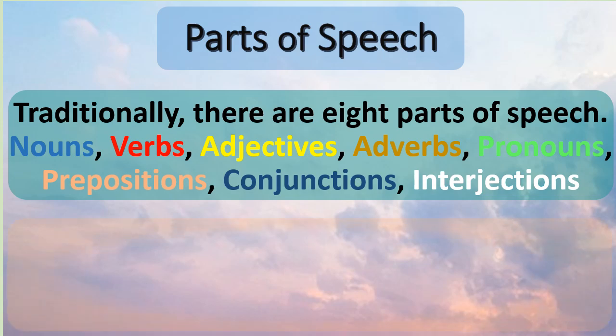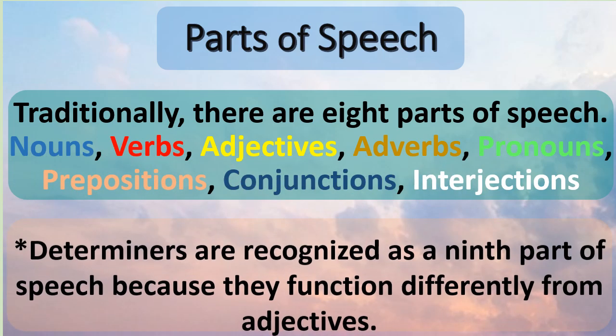Wait. What about determiners? Some grammar experts recognize determiners as a 9th part of speech because they function differently from adjectives. What are determiners? Determiners are words like the, a, an, this, that, some, and many. For example, the dog, determiner, versus big dog, adjective. See the difference? The tells us which dog, while big describes it.